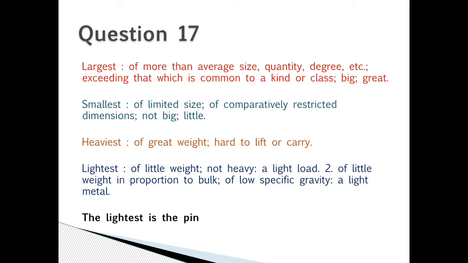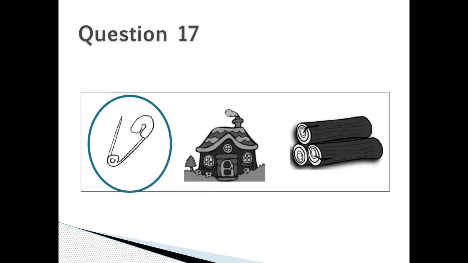Smallest is of limited size, of comparatively restricted dimensions, not big or little. Heaviest, of great weight, hard to lift or carry. Lightest, of little weight, not heavy, a light load, of little weight in proportion to bulk. Of low specific gravity, a light metal. The lightest is the pin. So you would have to circle the first image.